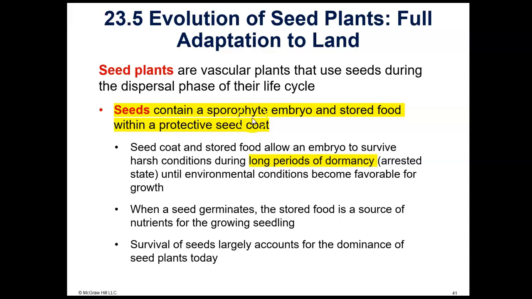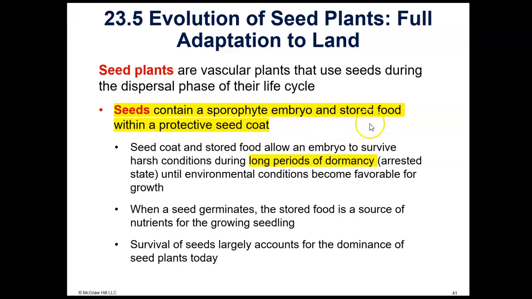The seeds contain a sporophyte embryo and stored food within a protective seed coat. So basically that's the three parts of a seed. There's a protective coat on the outer portion of it, then there's stored food in there, and then the embryo, the plant embryo, which, if you open up a seed, you can see the embryo looks kind of like a little leaf or leaves.